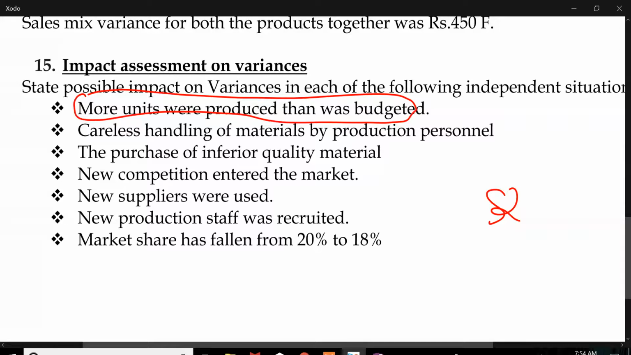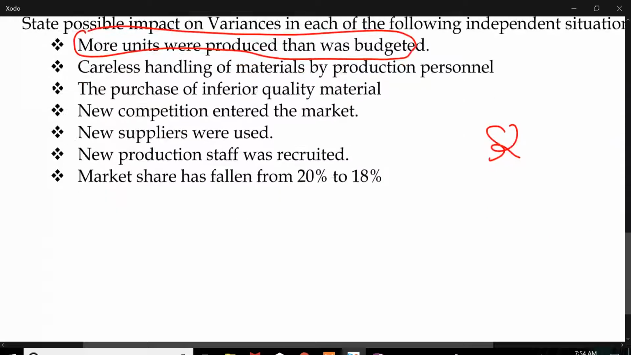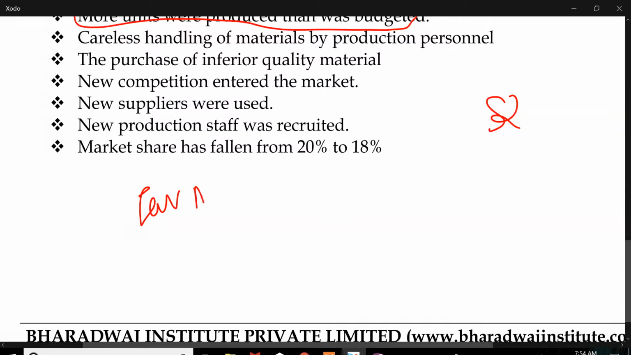Why will it be adverse? Lower quality, lower price. It will be favorable, no? When you buy an inferior quality material, you are obviously going to pay a lower price for it. So the impact in this case is going to be favorable material price variance and adverse material usage variance. Why adverse? The product is not going to give you the production which you need. The product is of inferior quality. A lot of rejections can come in.